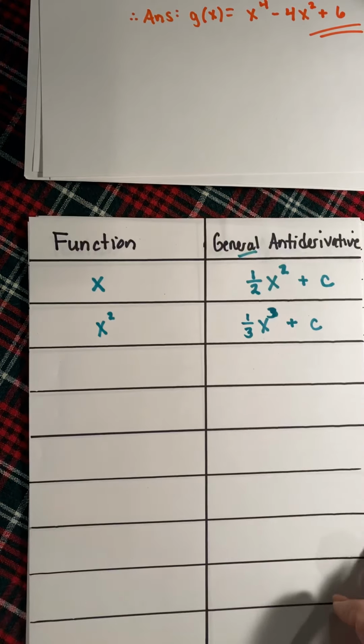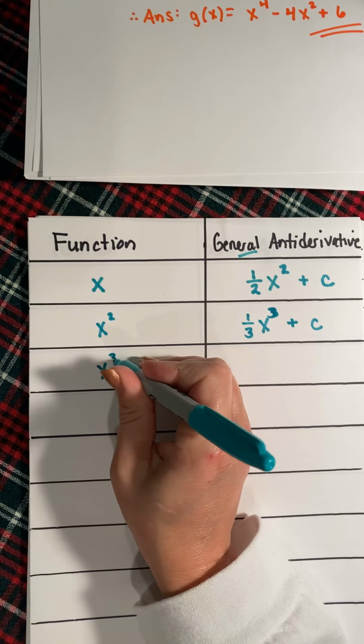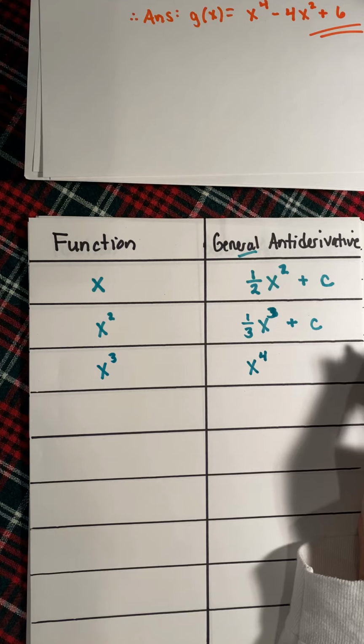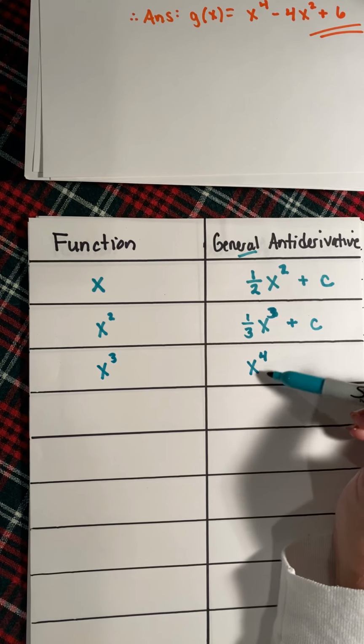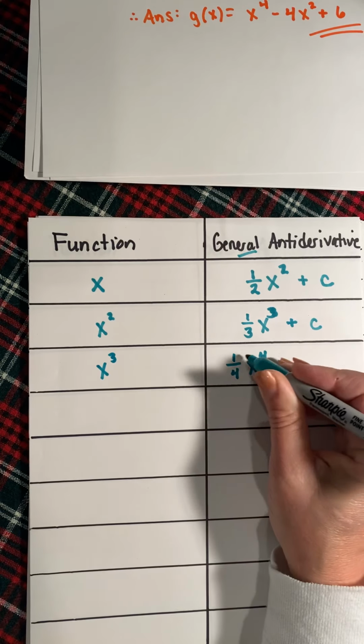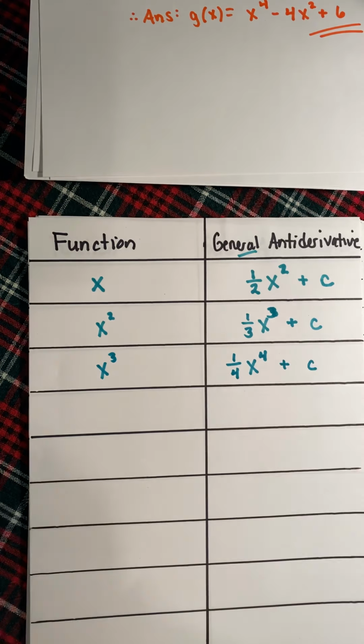So we can continue with this pattern. I can do x cubed. And maybe you're seeing this. Hopefully you're seeing this. It would have to be a 4th degree polynomial in order to give me a 4th degree little monomial term here to give me x cubed. But then I would need the 1/4 out front plus c.